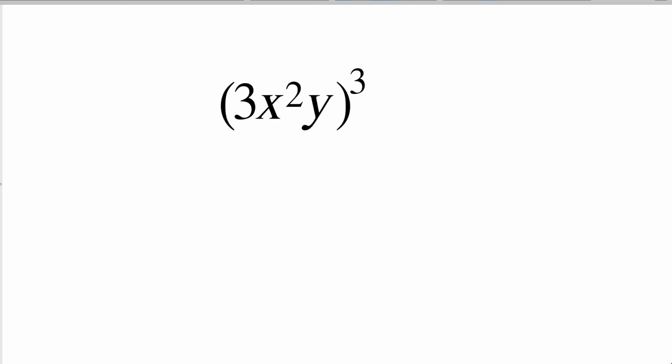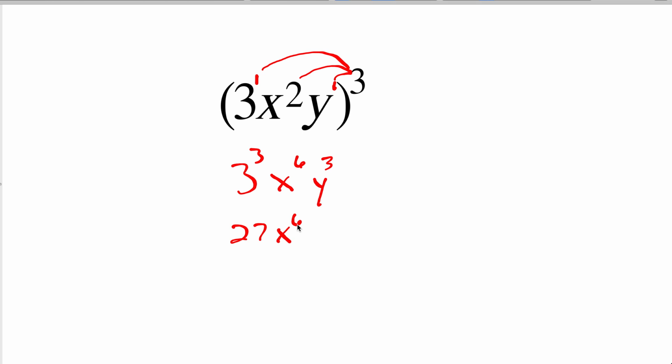When you have a power to a power, the rule is, remember, everything gets an exponent. Everything gets an exponent. So now I'm going to take the 3 here and I'm going to distribute that to each exponent. So it becomes 3 to the 3rd, x to the 6th, and y to the 3rd. And now I simplify. 3 to the 3rd is 27, and the rest of it just stays.